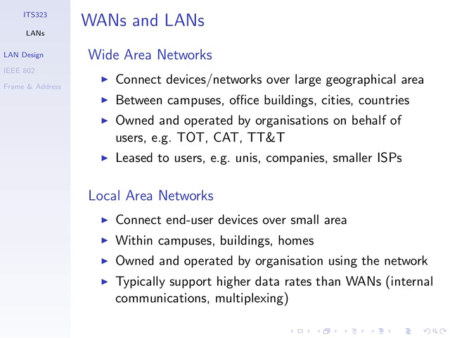So within a campus, a building or a home. In a wide area network, the network, that is the links and the switches, is normally owned and operated by a particular organisation on behalf of the end users. As opposed to a local area network, where the cables and the switches are normally owned and operated by an organisation that the end users are a part of.